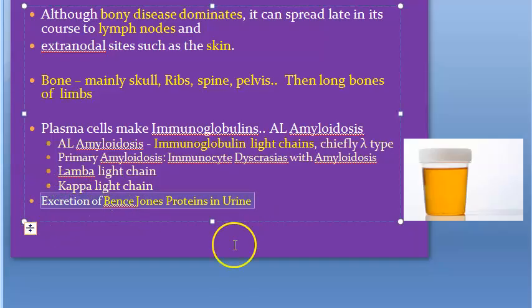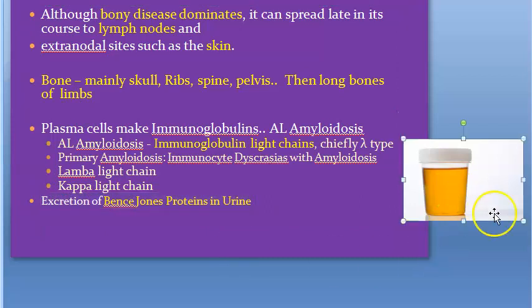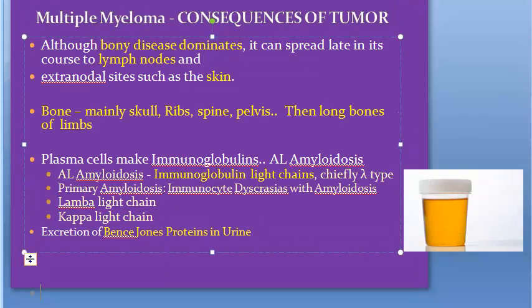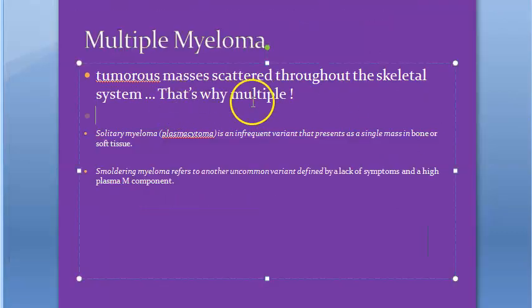Then, a lot of proteins are also excreted in urine. They are called Bence-Jones proteins. We'll come to the details of all this in diagnosis. For now, these are the consequences, some of the consequences of multiple myeloma. More consequences are there.